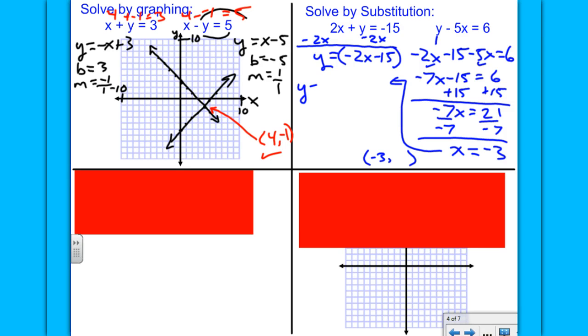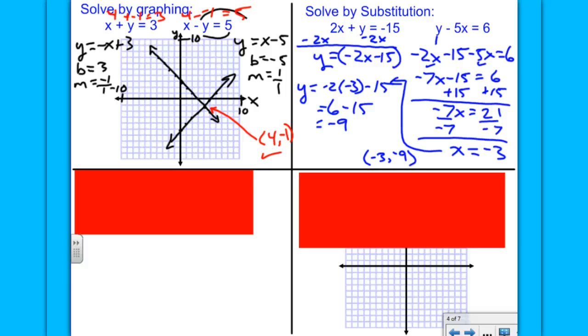We plug it in. y equals negative 2 times negative 3 minus 15. And negative 2 times negative 3 is 6 minus 15. What is 6 minus 15? Negative 9. So it seems that the answer is negative 3, negative 9. And what can we do to be sure? Plug it in, plug it in. Again, you'll know for a fact.